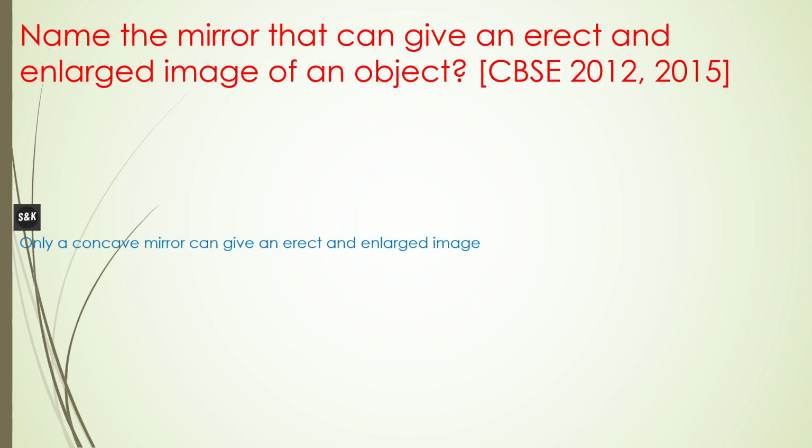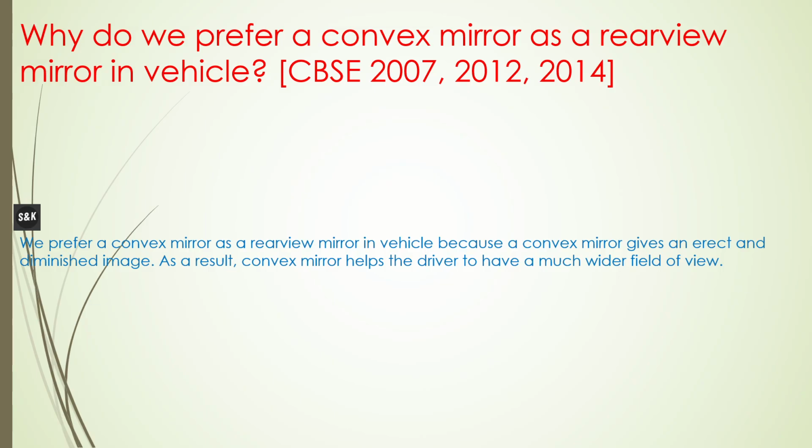Next, name the mirror that can give an erect and enlarged image of an object. So here it is asked for an erect and enlarged image of an object, so it can only be formed by a concave mirror, in the case when the object is placed between pole and focus. Next, why do we prefer a convex mirror as a rear view mirror in a vehicle? We prefer a convex mirror as a rear view mirror in a vehicle because a convex mirror gives an erect and diminished image. As a result, it helps the driver to get a wider view of the field.